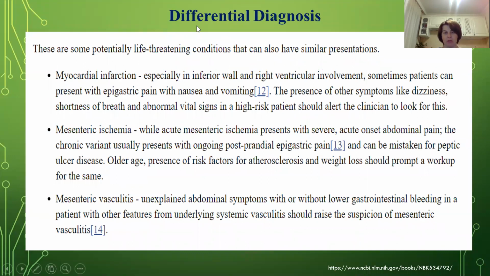Some potentially life-threatening conditions that can also have a similar presentation to peptic ulcer include myocardial infarction, especially with inferior wall and right ventricle involvement. Sometimes the patient can present with only epigastric pain with nausea and vomiting. The presence of other symptoms like dizziness, shortness of breath, and abnormal vital signs in a high-risk patient should alert the clinician. Patients can show you in such a manner to help you understand that they have severe pain, retrosternal or in the epigastric area.